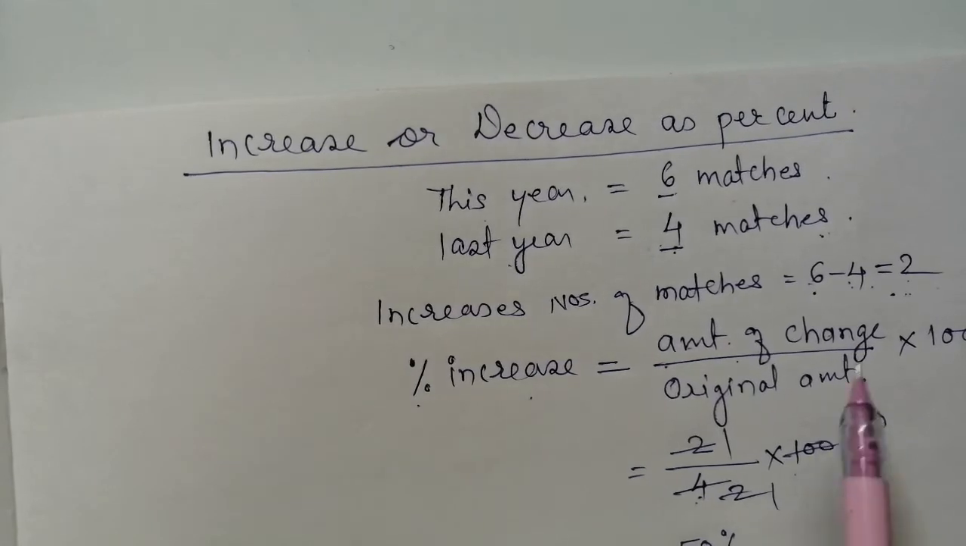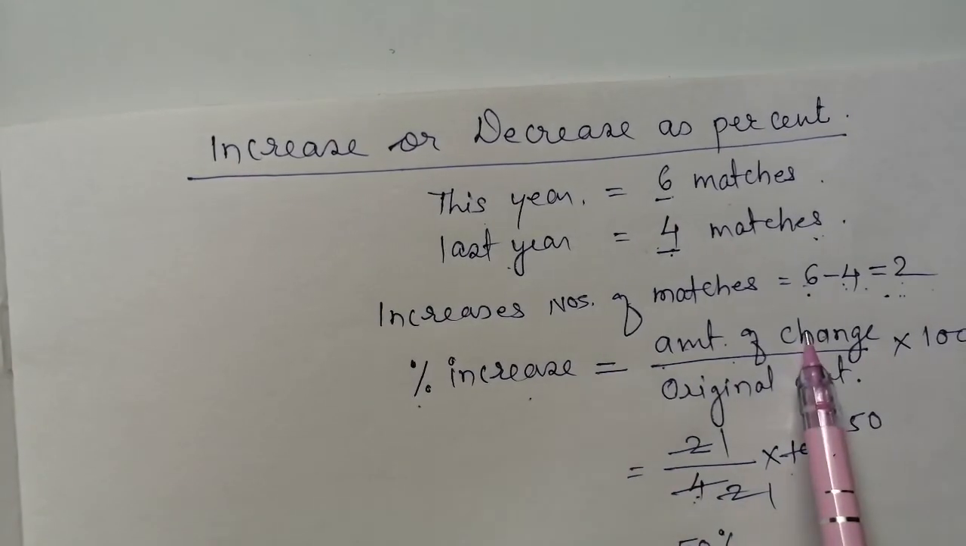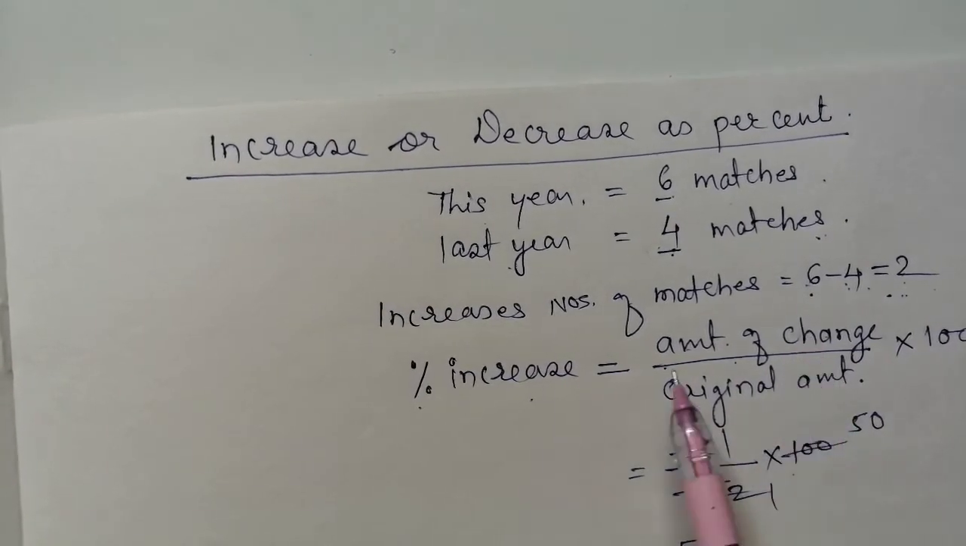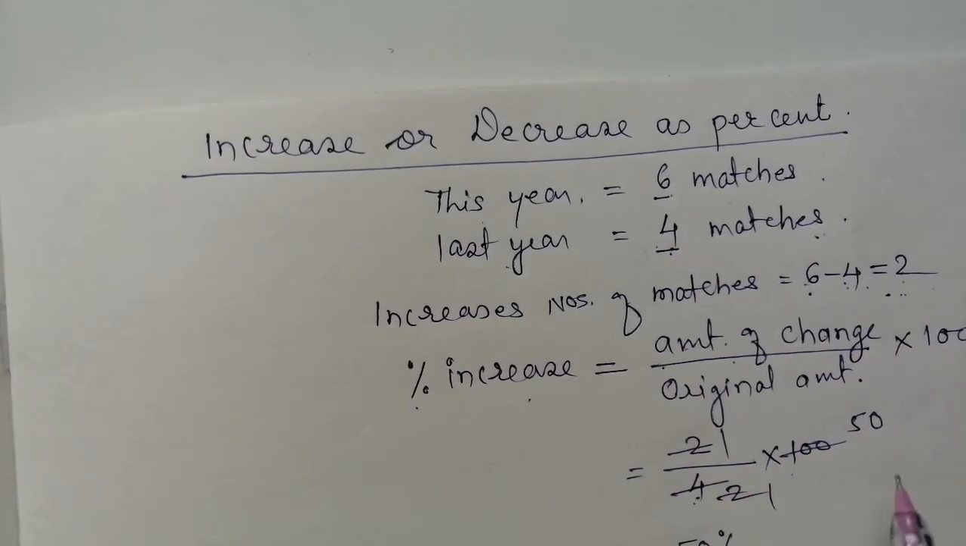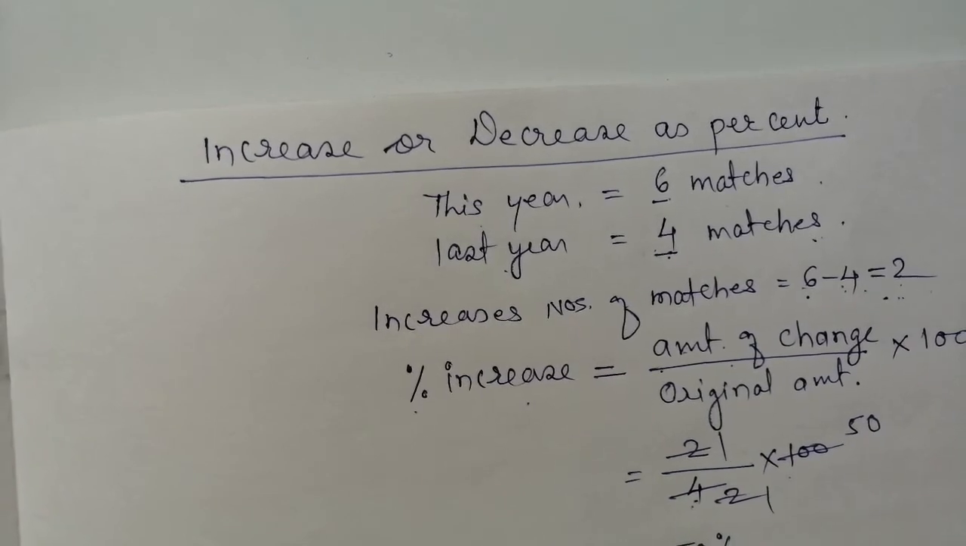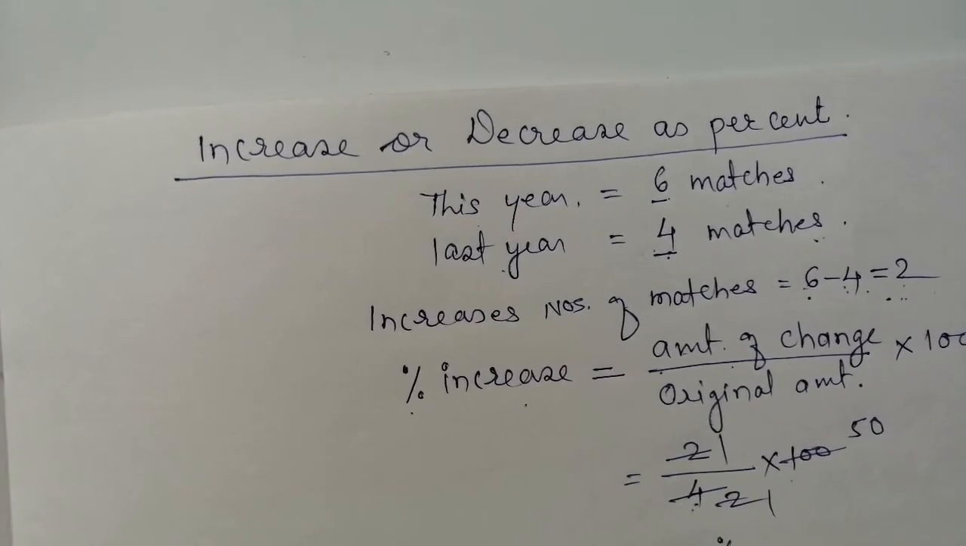Here you will get the percentage increase or percentage decrease. First of all, whatever change is given, that change is divided by the original basic amount and multiplied by 100, and you will get the increase or decrease amount in percentage.